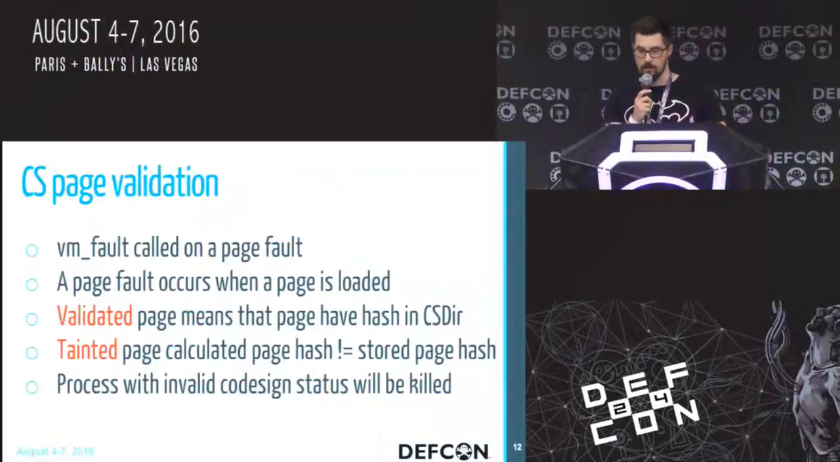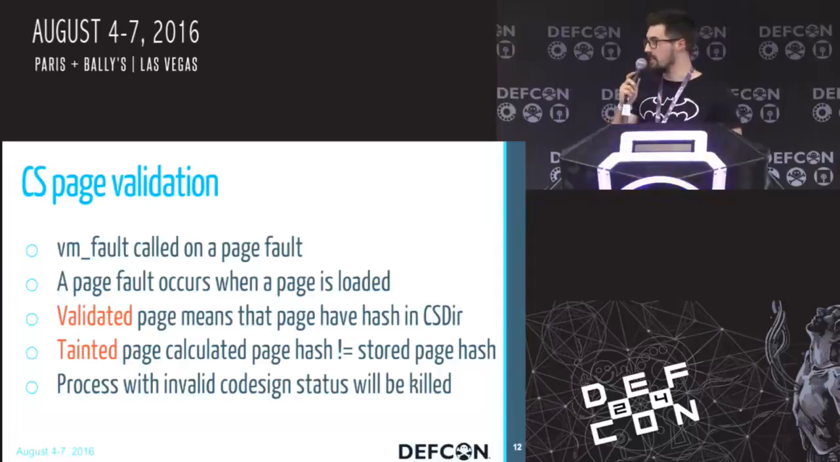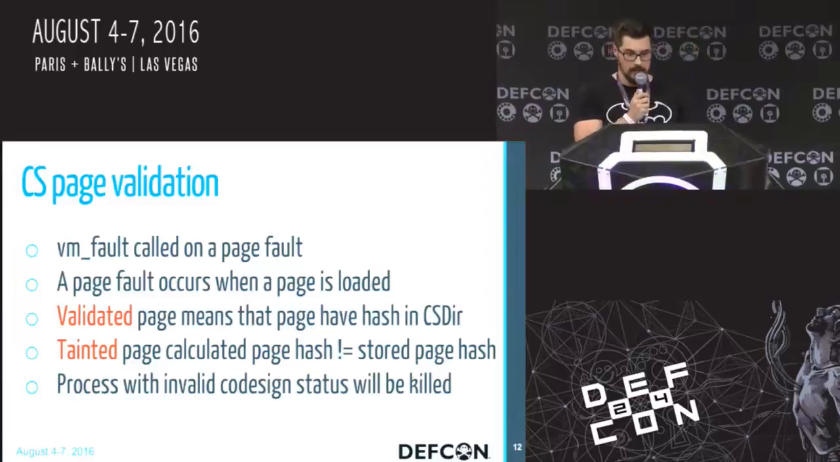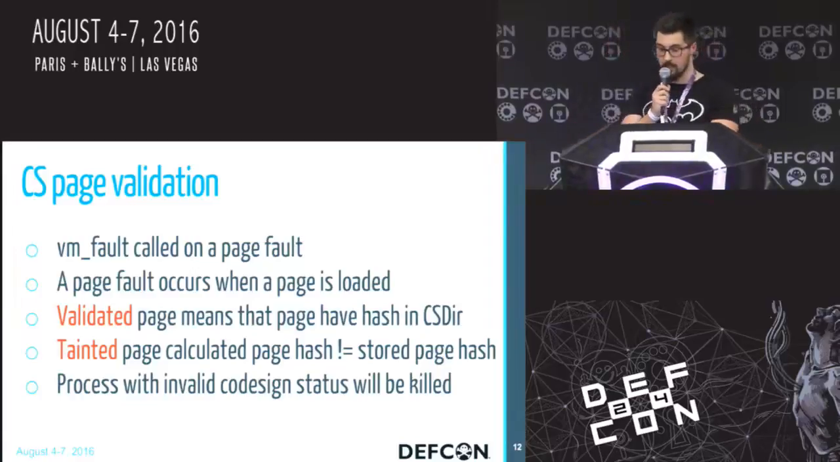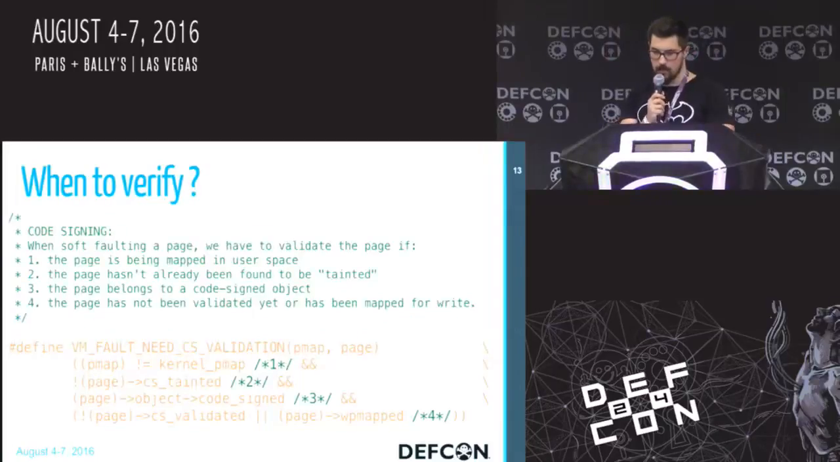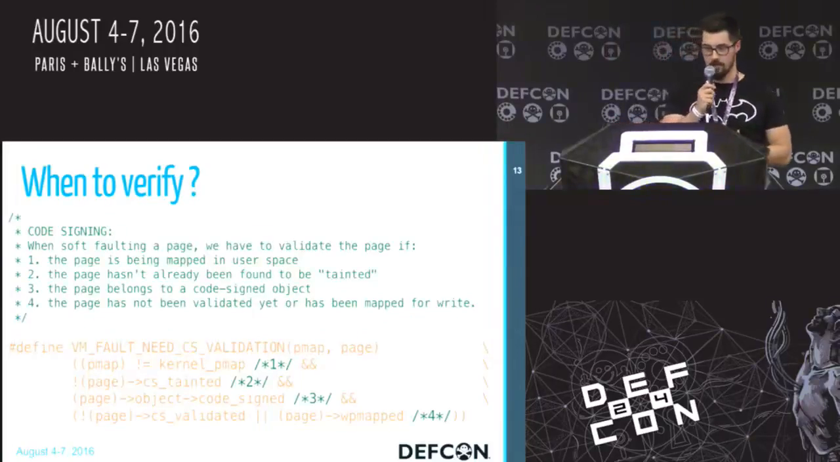So a page fault gets generated when the page is loaded, and it's called a VM fault. There are a few states of a page, one called validated, another called tainted. A validated page means that the page has a hash in the code signature directory. Tainted means that the calculated page hash is not equal to the stored page hash. And a process with invalid code sign flags will be killed by the kernel. A good question: when do we need to verify page hashes?